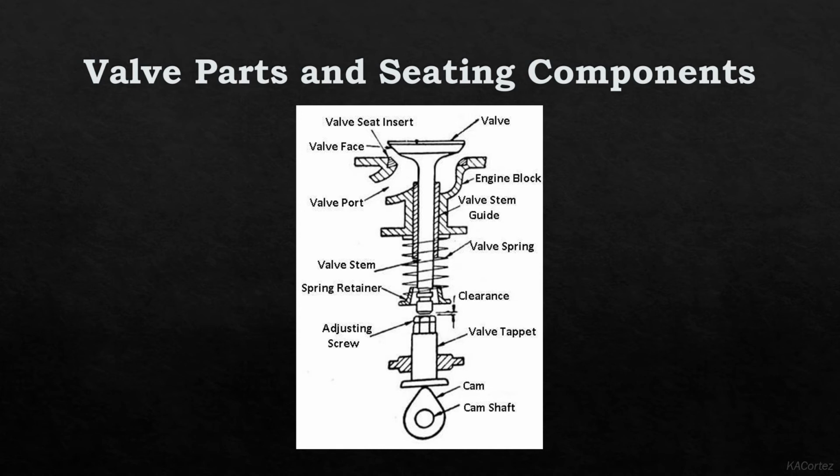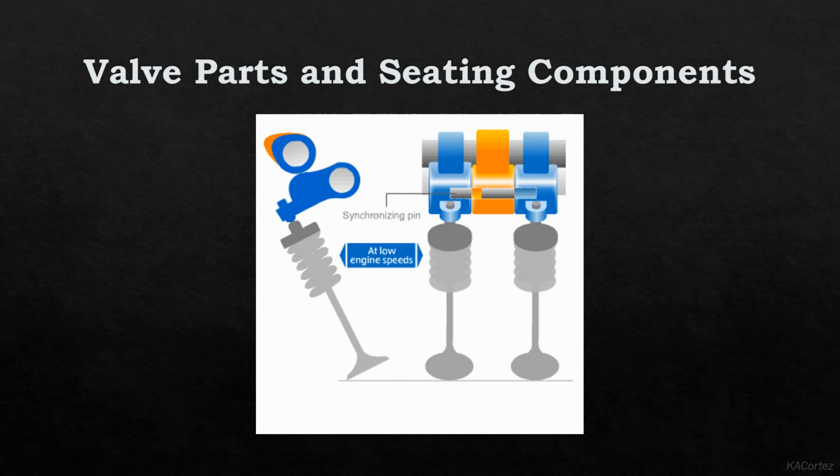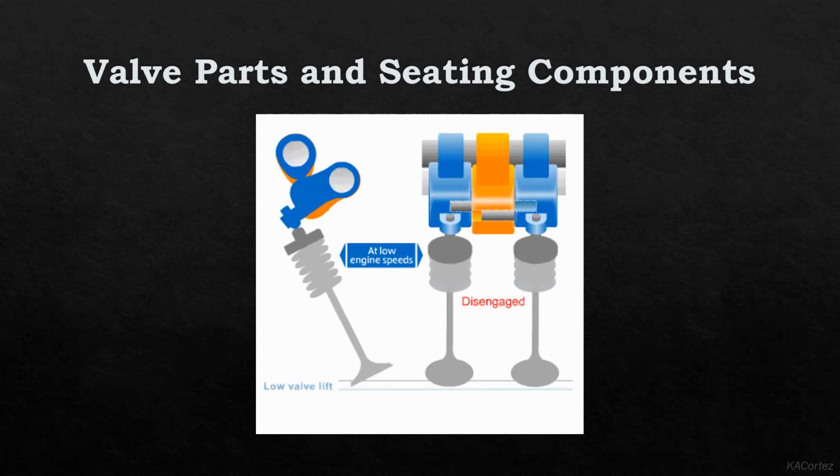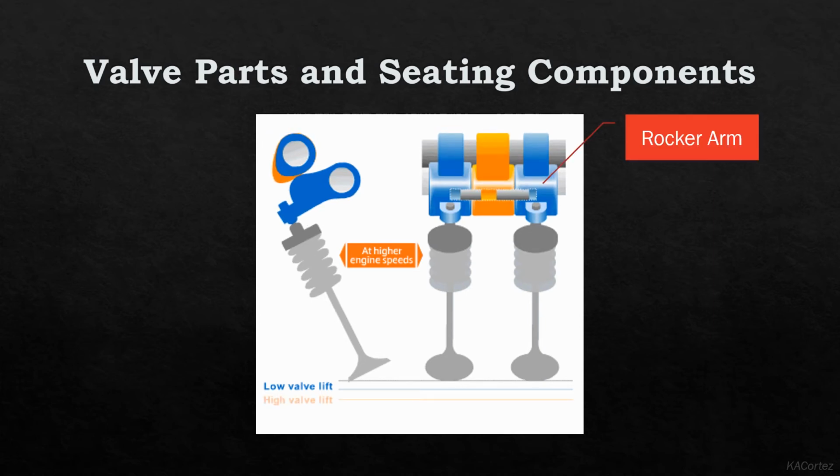So we have the camshaft, the valve tappet. So the valve tappet is a mechanism that transmits the force of the cam to the push rod, while the push rod is a steel or aluminum alloy tube situated between the valve lifter and the rocker arm to transmit the motion of the valve lifter.